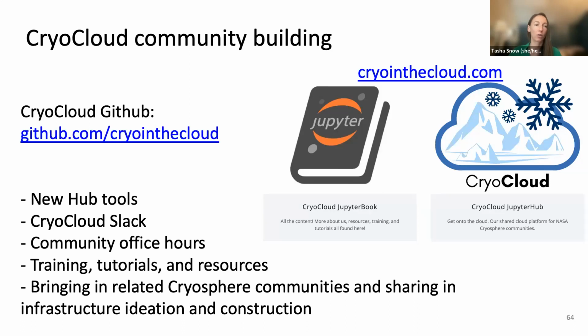We have a CryoCloud Slack, community office hours, and we're bringing in related cryosphere communities to be able to share in the ideation and construction of new tools that we need. So we're working with Q Greenland to bring their infrastructure into the cloud and see if the cloud can really work with Q Greenland well. We're working with the Arctic Data Center to see if there's ways that we can access non-cloud data more easily from CryoCloud. So really building these tools that allow us to collaborate and communicate much more easily, and really build community within the projects that we have in the cryosphere.